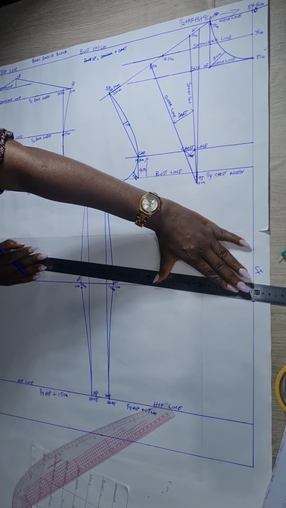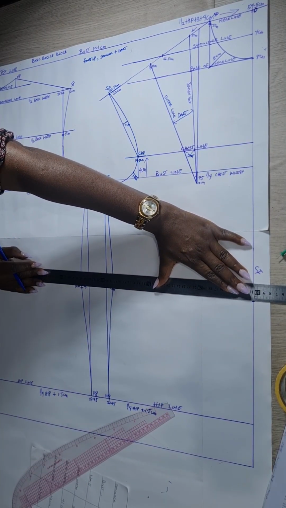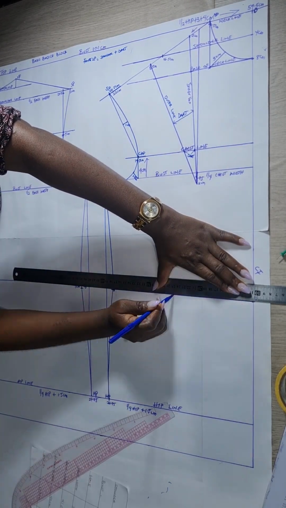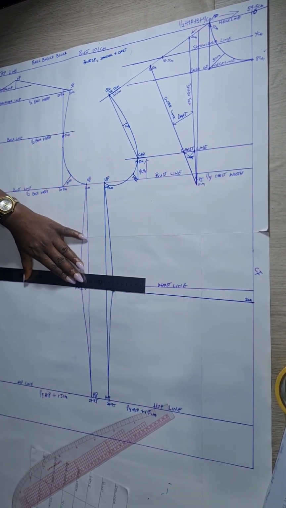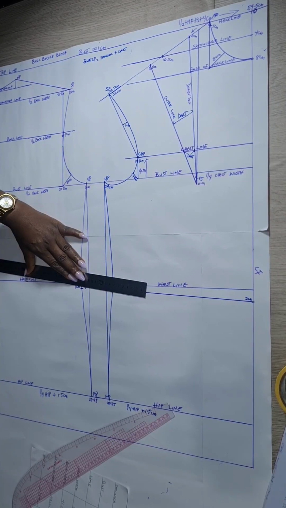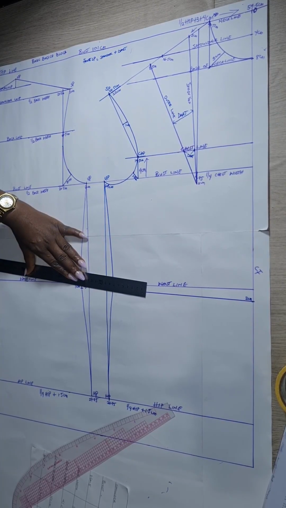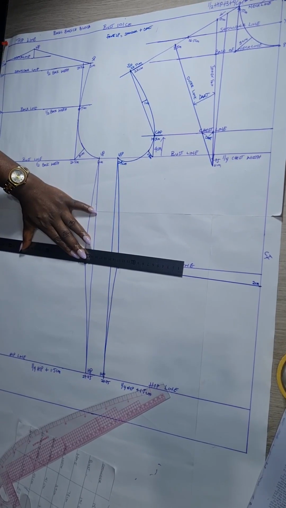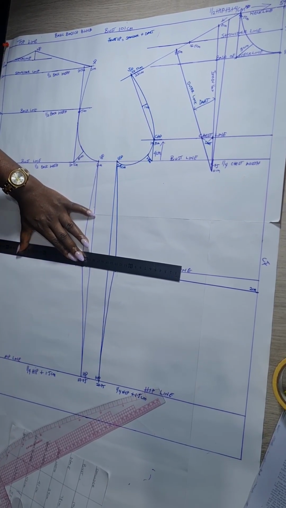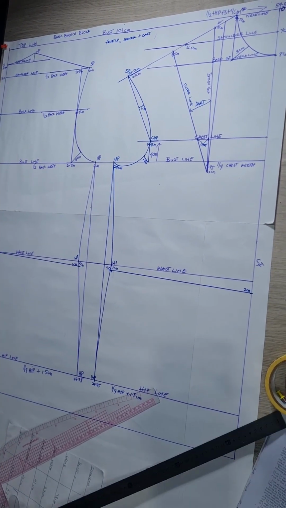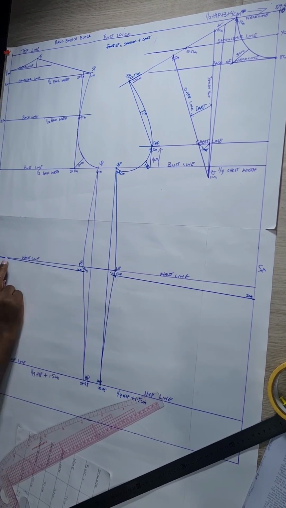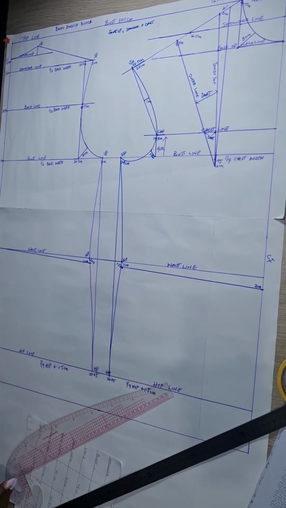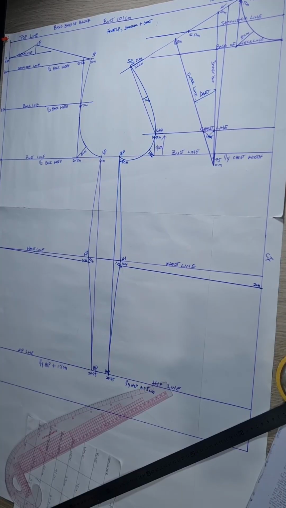I'll connect from there, from the CF to the side seam. Continue from the side seam back to the CB. Connect this way. So this is what the lower waistline looks like. It's coming back to your length to waist this way. Okay, so let's continue.